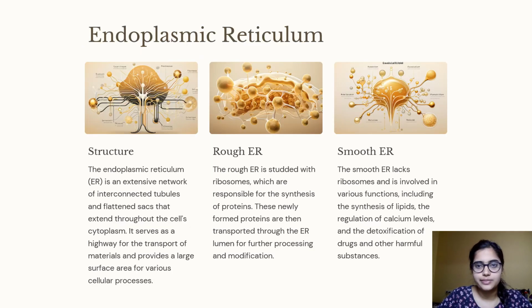Next is the endoplasmic reticulum. The structure is an extensive network of interconnected tubules and flattened sacs that extend throughout the cell's cytoplasm. It serves as a highway for the transport of materials and provides a large surface area for various cellular processes. In the endoplasmic reticulum, there are rough endoplasmic reticulum and smooth endoplasmic reticulum.